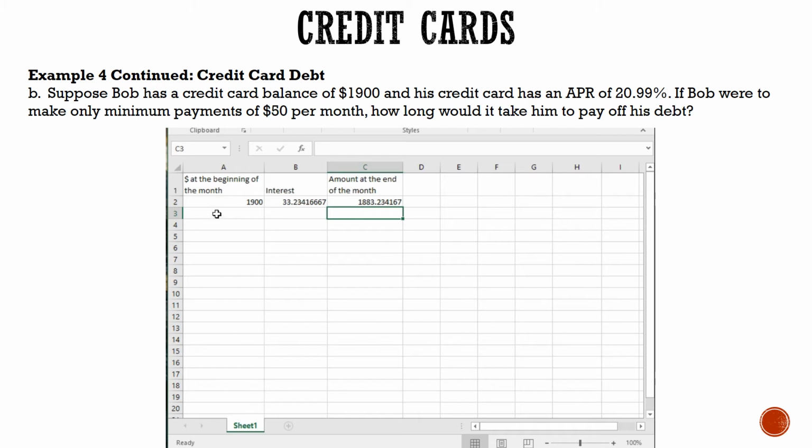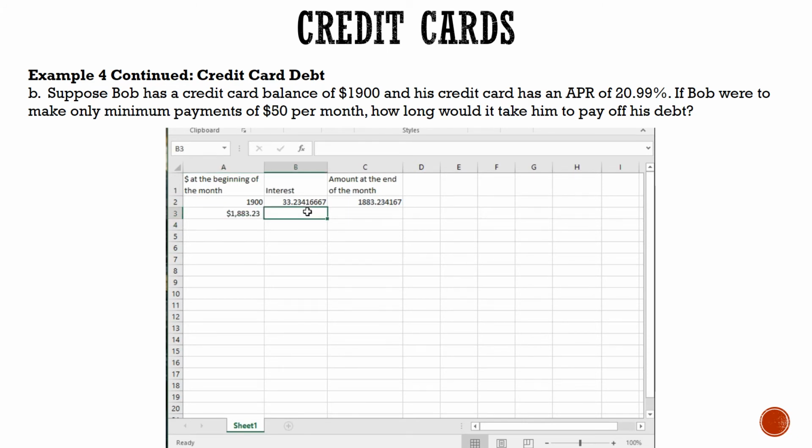So we're going to go down here, and in our next row, instead of entering any numbers, we're going to try and use cell references as much as possible. And that's going to put us in a position where we can just copy these formulas down our rows and see what happens to our account balance at the end of the months. So now we're going to have an account balance at the beginning equal to what we ended with in the previous month. So we'll take this quantity and enter.